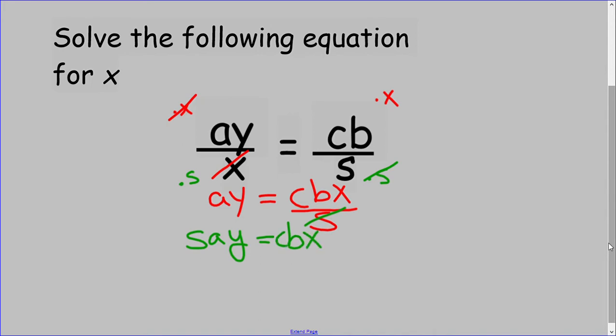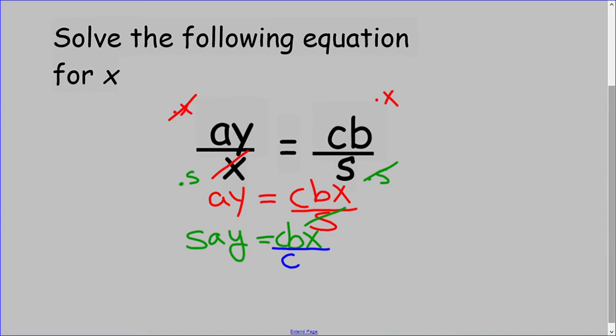So now I'm trying to solve this for x. X currently is being multiplied by C and by B. So do the opposite operation. In this step, I'm going to divide by whatever is in front of the variable I'm trying to solve for.